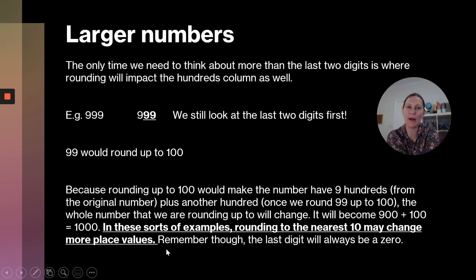But you have to remember, a really good rule of thumb and a good trick to keep in mind is that the last digit of any multiple of 10 will always be a 0. It might be 2 zeros or even 3 zeros like this, but the last one in the ones column or the units will always be a 0.